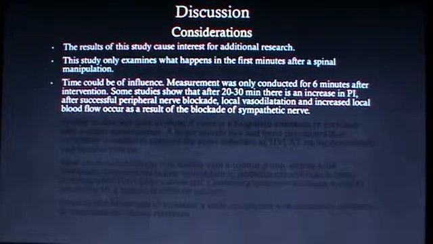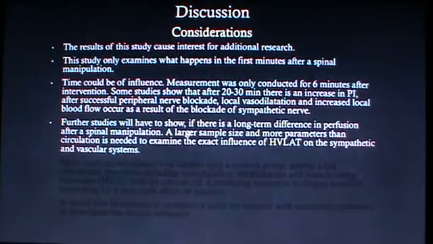Some studies show that after 20 to 30 minutes there is an increase of perfusion index after successful peripheral nerve blockage. Local vasodilatation and increased local blood flow occur as a result of the blockage. Further studies will show if there is a long-term difference in perfusion after spinal manipulation.